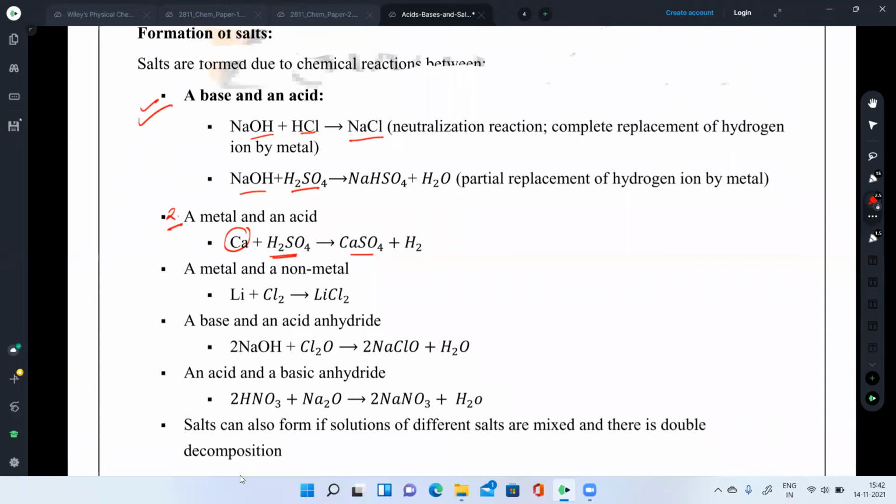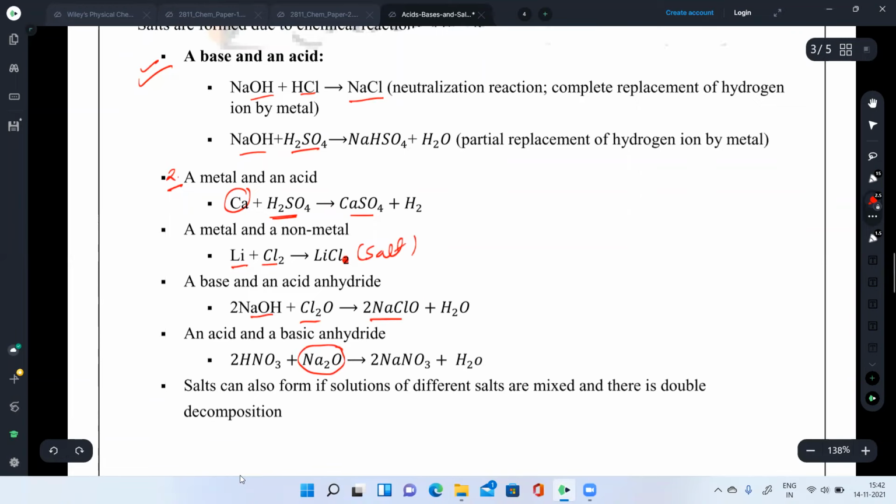The third one is a metal and a non-metal, Li plus Cl2. Cl2 is the non-metal, Li is the metal. So when a metal reacts with a non-metal, it forms LiCl, so it is a salt. And the another one is a base and an acid anhydride. Acid anhydride means the oxide of a non-metal like chlorine, so NaOH and Cl2O will form NaCl. Then acid and basic anhydride. Basic anhydride means the oxide of a metal.